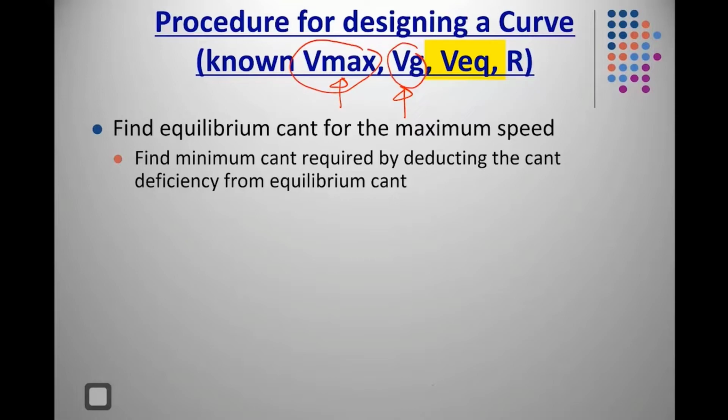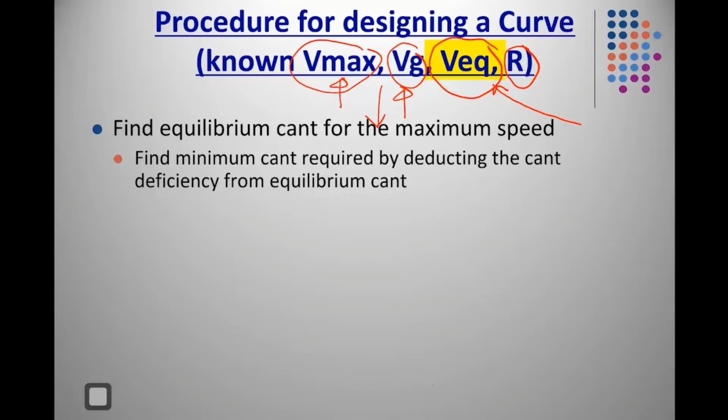When construction built it, we decided a certain radius, made a 2 degree curve, or a 1 degree curve. And there is another term which we call V equilibrium. V equilibrium is a speed somewhere in between V maximum and V goods, for which, depending on the kind of traffic moving in our section, we decide a certain speed for which we are going to provide the cant, so that we can balance cant deficiency for my passenger train and cant excess for my goods train. So V equilibrium is that speed.